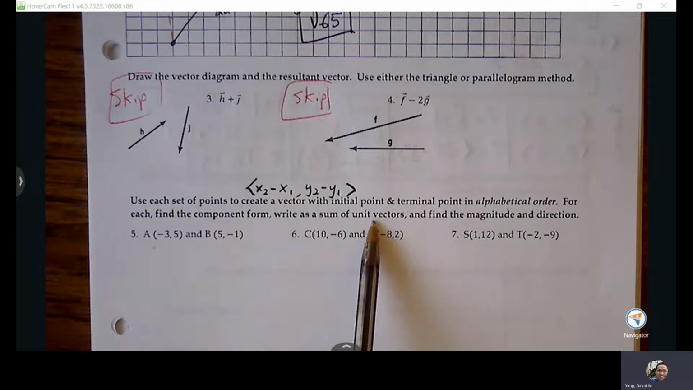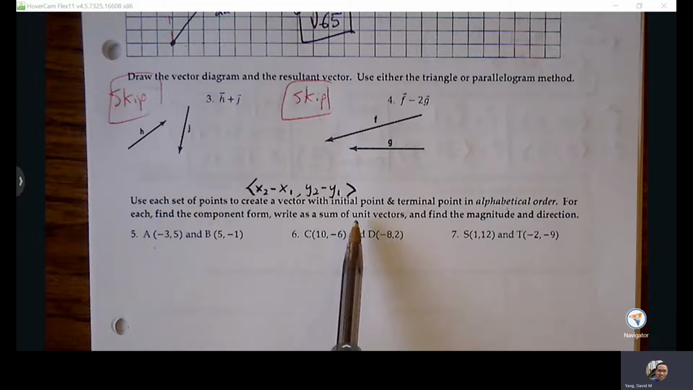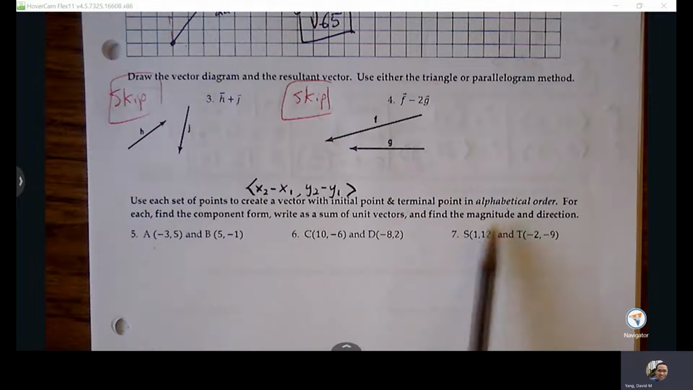We're going to practice getting it into unit vectors. So that means we're just going to get it in terms of the horizontal component times I plus the vertical component times J. And then we're also going to find the magnitude and direction of the resultant vector.